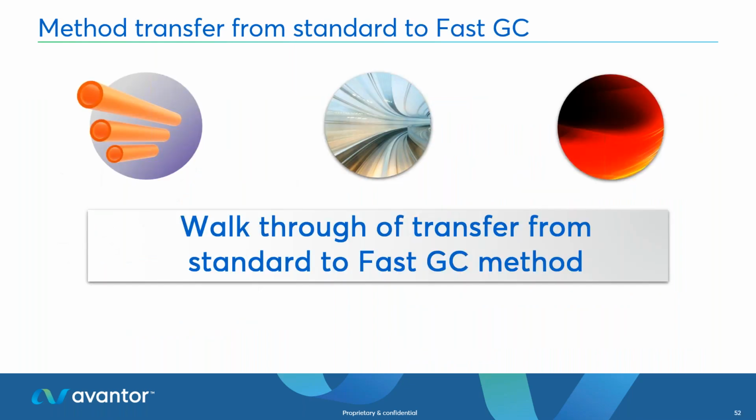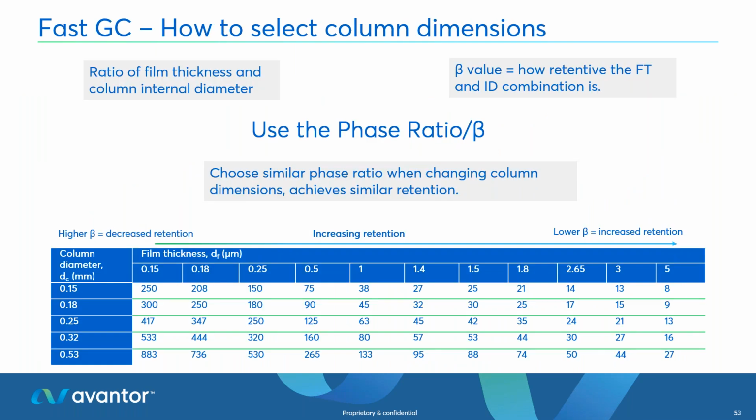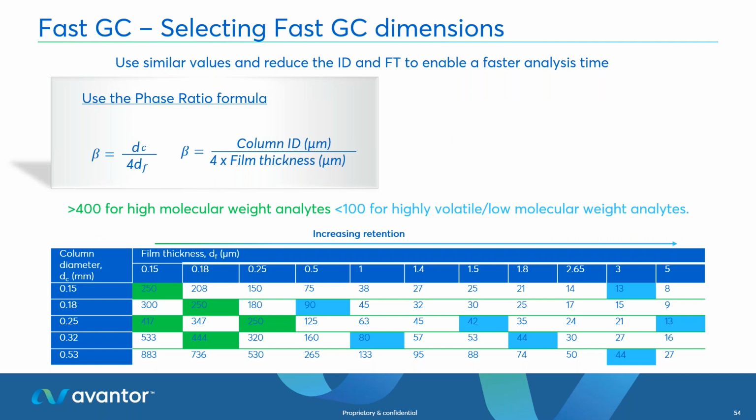So let's do a quick walkthrough of the transfer from standard to fast GC. If you want to maintain the retention and the elution order, then you use the phase ratio and you basically look for a similar value. For example, if we look at the green, we've got this 0.25 film thickness and then a 0.25 millimeter ID. It's got a value of 250.